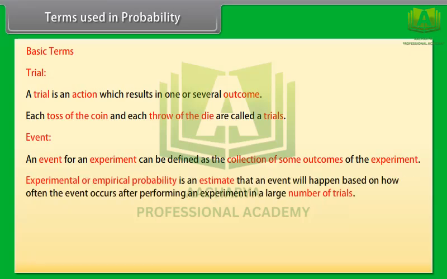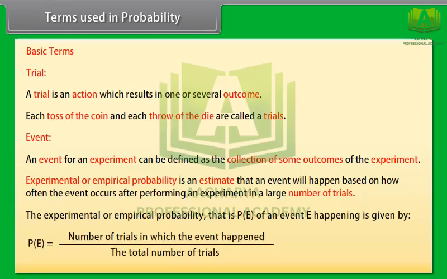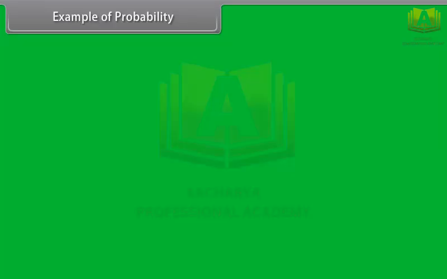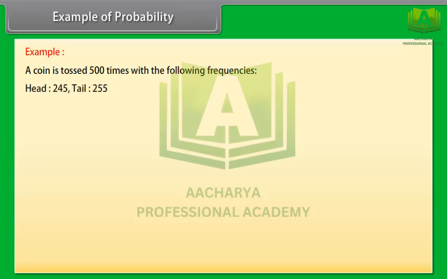Experimental or empirical probability is an estimate that an event will happen based on how often the event occurs after performing an experiment in a large number of trials. The experimental or empirical probability, that is P(E), of an event E happening, is given by P(E) is equal to number of trials in which the event happened upon the total number of trials. Example of probability. Example. A coin is tossed 500 times with the following frequencies: head 245, tail 255. Compute the probability for each event.